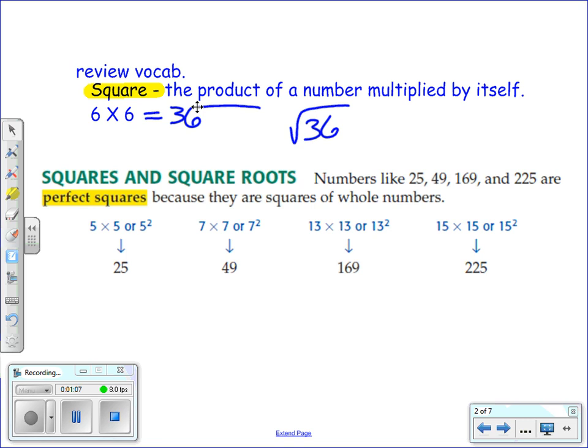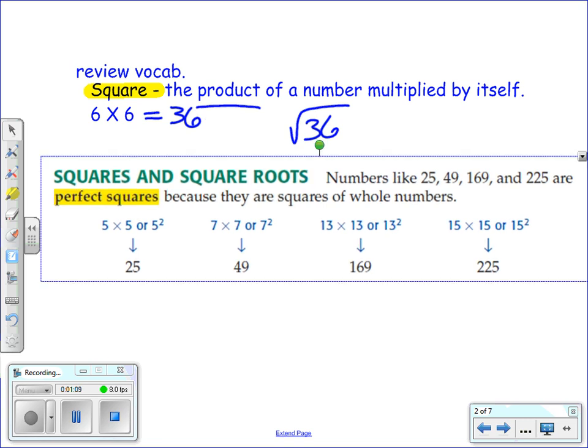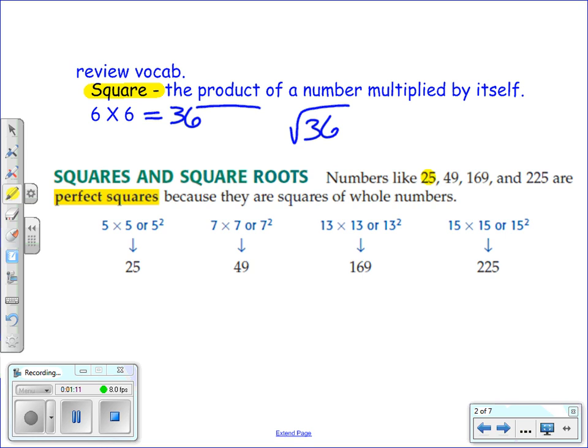Perfect squares are numbers like 25, 49, 169, and 225. They are squares of whole numbers. So a perfect square, this is your definition. The first definition: perfect squares are squares of whole numbers. So 25 is a perfect square because 5 times 5, or 5 squared, is 25.